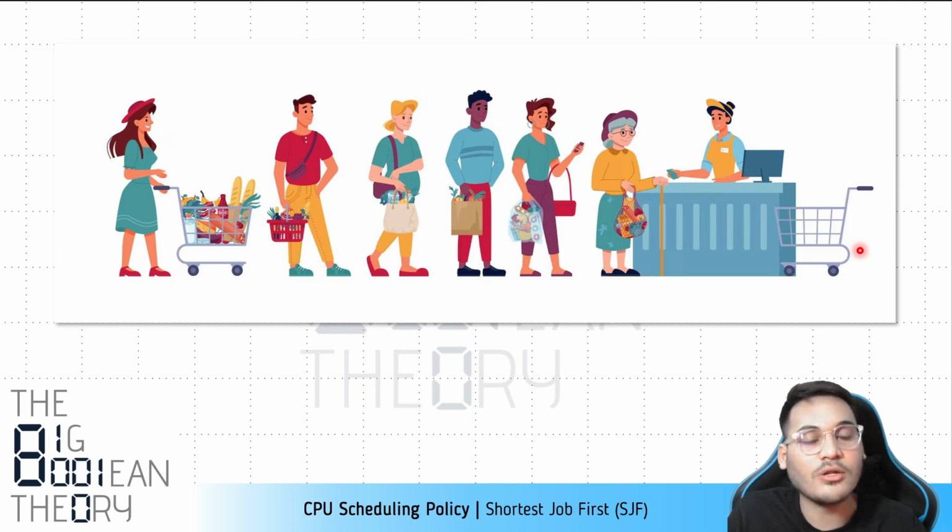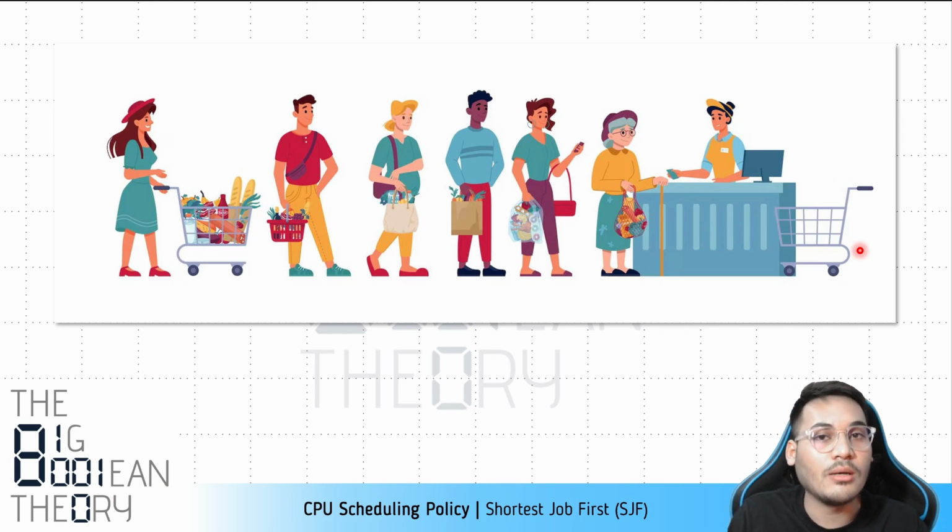In this case, when all of them have arrived at the same time, it is a good idea to follow the shortest job first policy. People who have fewer items, one or two items, should be allowed to bill first and they will quickly move out of the line. The overall waiting time will be short, right? The overall turnaround time, or the overall time that people spend in the queue, will be minimized.